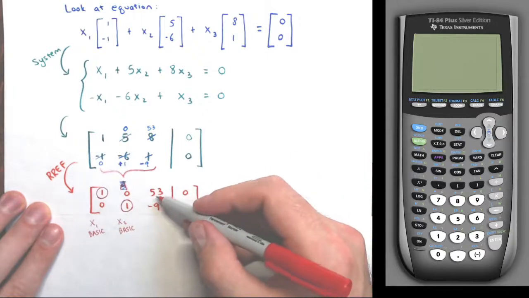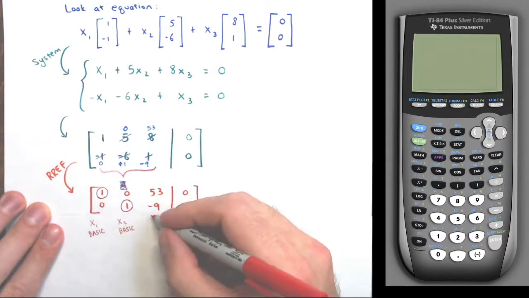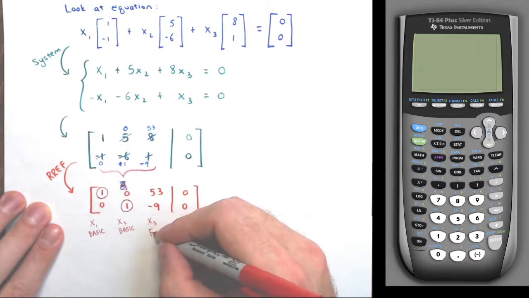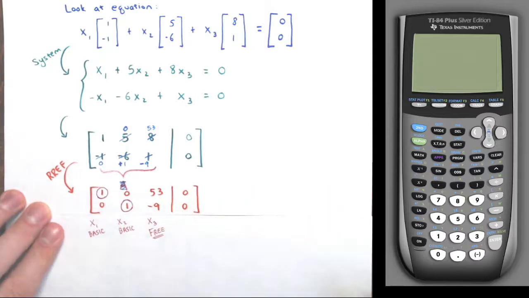And then the third column doesn't have any of these leading ones, and it doesn't have a pivot position in it. Those corresponded to coefficients of x3. So x3 is what they would call a free variable. That means I could replace x3 with any real number I wished. And then once I did that, the value of x1 and x2 would be fixed. I couldn't just let x1 and x2 be anything I wanted, just x3.